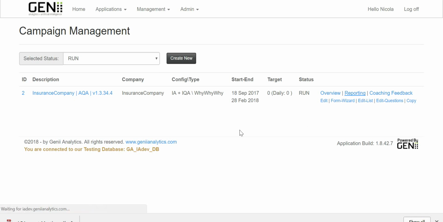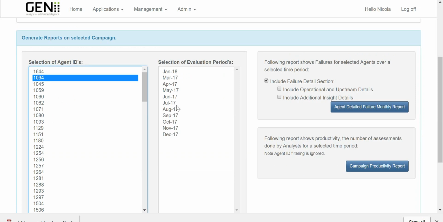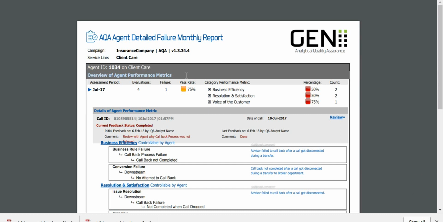The report includes details for that month on the agent's evaluations completed. As you can see here, there were 4 evaluations completed. Of one of the 4, there was 1 failure, hence the pass rate is sitting at 75%. For that 1 evaluation failed, you can review which particular sections failed in terms of the interaction analysis. Here we can see there's a requirement to focus on business efficiencies, resolution and satisfaction, and voice of the customer.